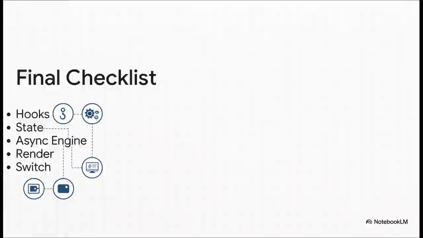Let's aggressively review our final assembly checklist. 1. Grab the hooks. 2. Set the state variables. 3. Build the async engine framework. 4. Render the visuals inside a loop. And 5. Flip the switch with your event listeners. By deliberately chunking the script into these 5 solid pillars, we completely bypassed that overwhelming wall of code. Instead, we created a highly structured, logical sequence that your brain can easily retain and recall on demand.